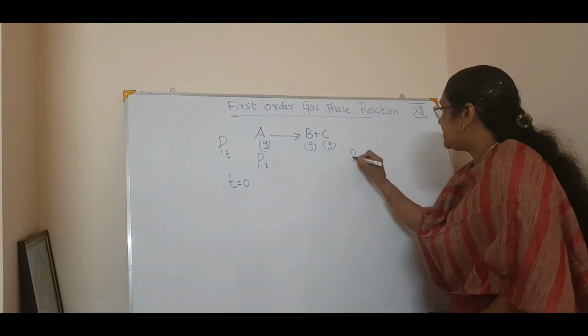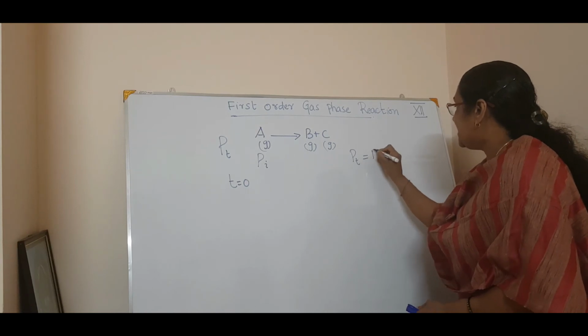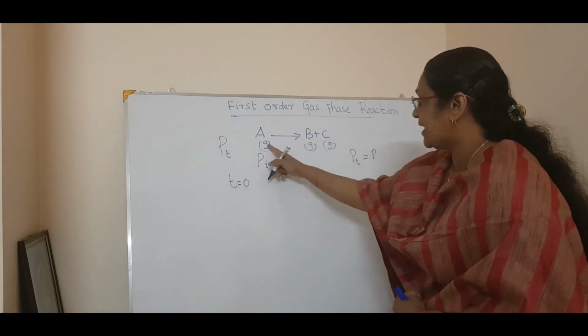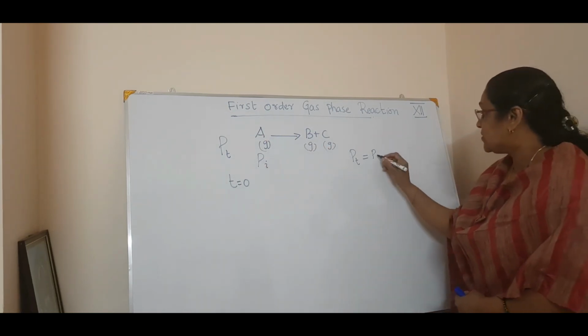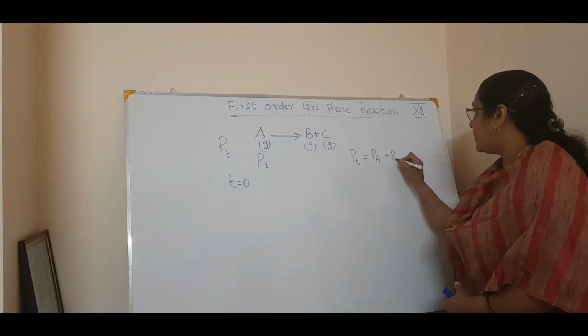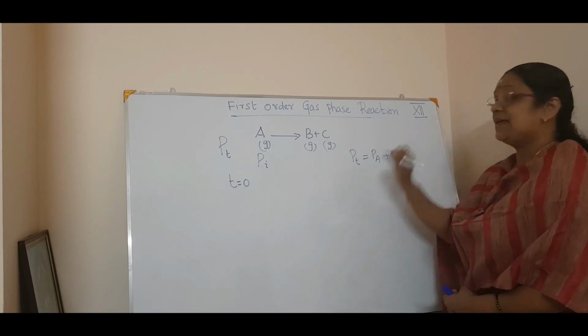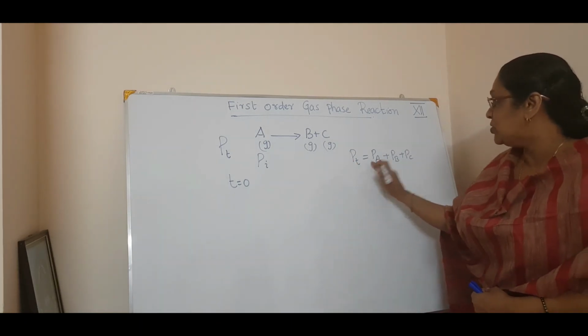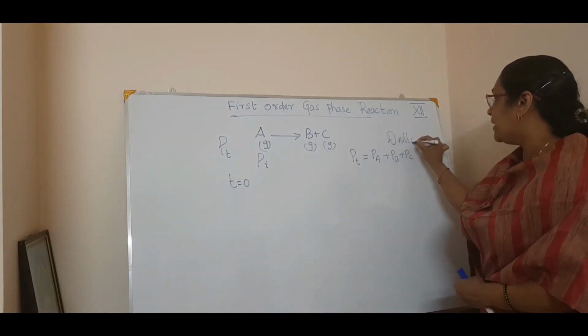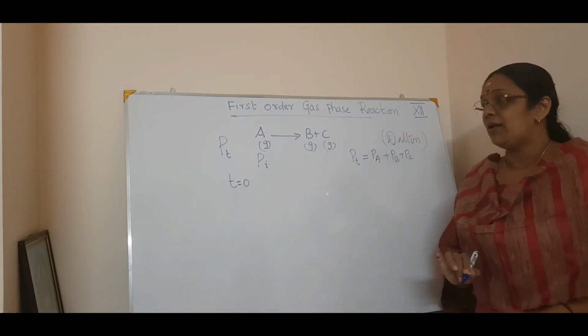You have studied it in 11th standard, isn't it? Pt is equal to, what are the reactants and products? The partial pressure of all the gases, isn't it? So it will be Pa plus Pb plus Pc. So this is the total pressure. This is how we calculate the total pressure, by Dalton's law of partial pressure.